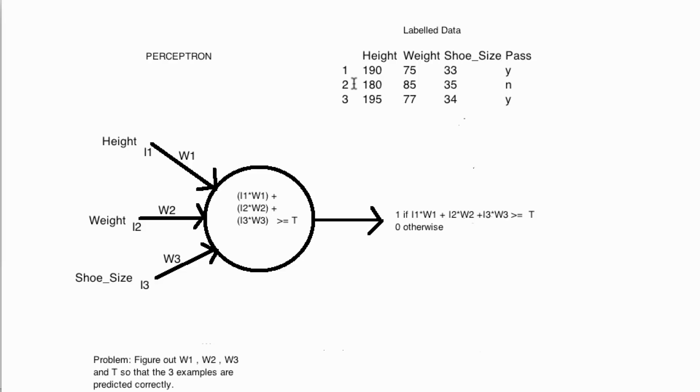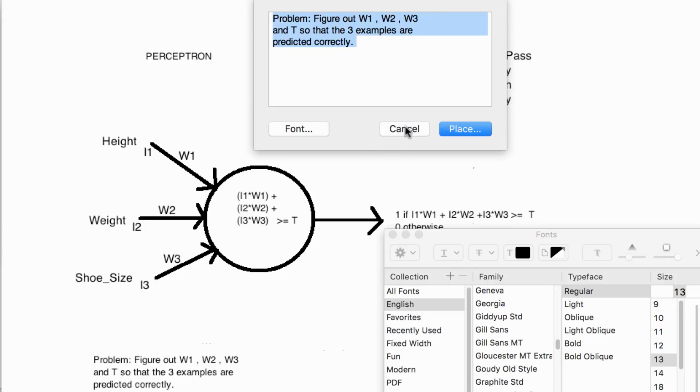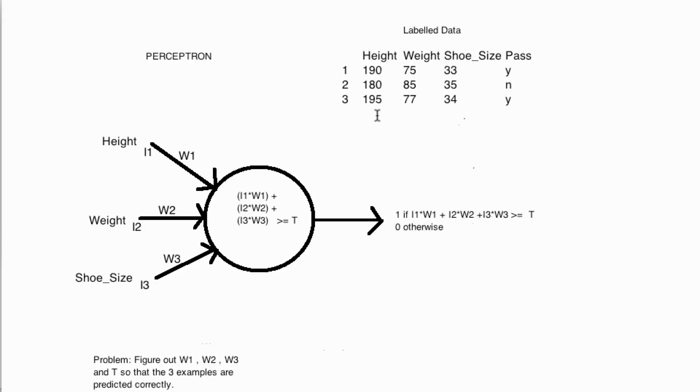Now, based on these 3 examples, what I want to do is build a model. I want to create a perceptron so that when some new student comes along, and perhaps the new student's height is 170, their weight is 70, their shoe size is 34, and I don't know if they're going to pass the class or not, I would put them on this neural network, and the neural network would come back and tell me either yes or no.